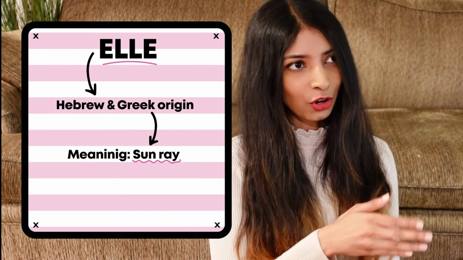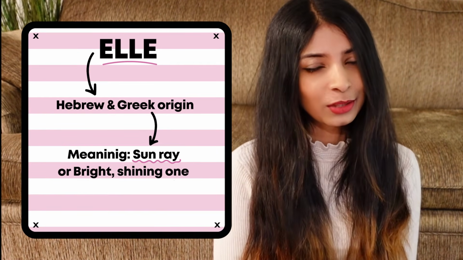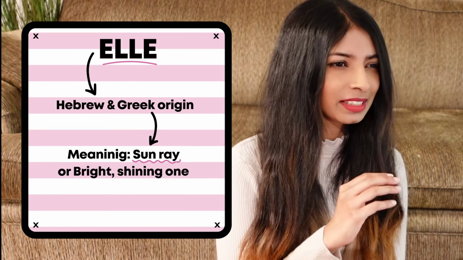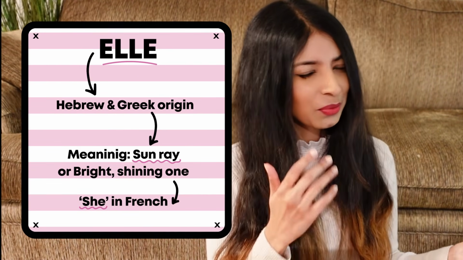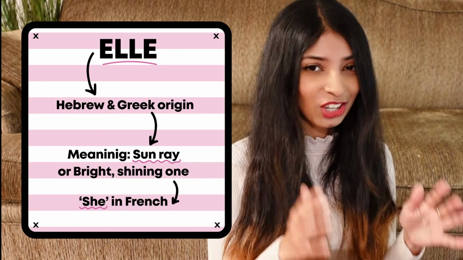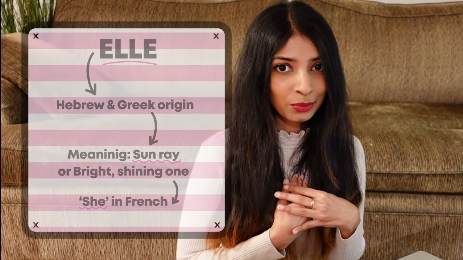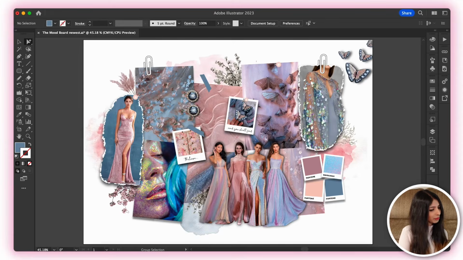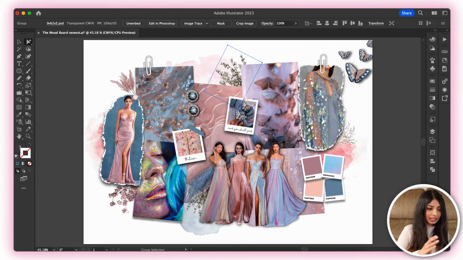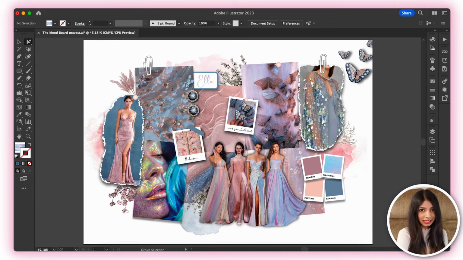The name El could also translate to bright, shining one. And if I'm right, it also means she in French, and this is a women's wear range, so everything just fit. When you find the right word, you will feel it, guys. So I'm gonna make some place on top here, maybe move these flowers to the right, then add a tiny panel with my name on it.